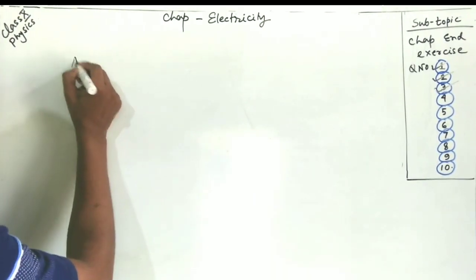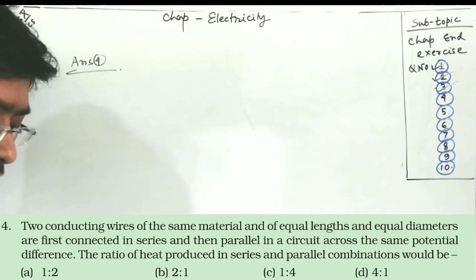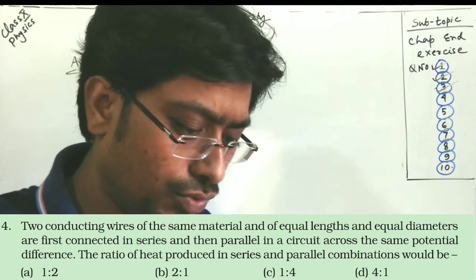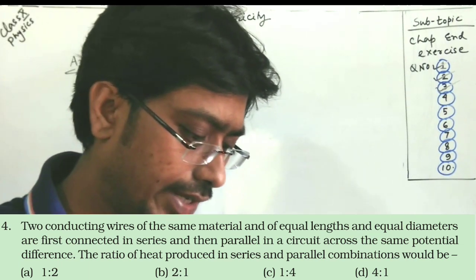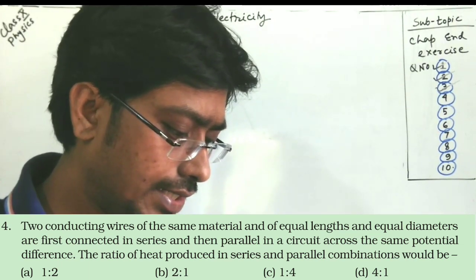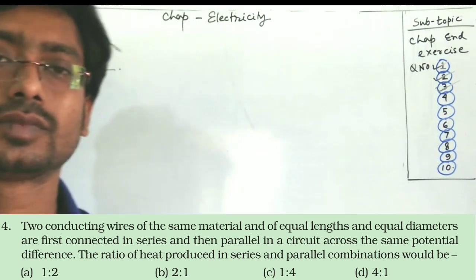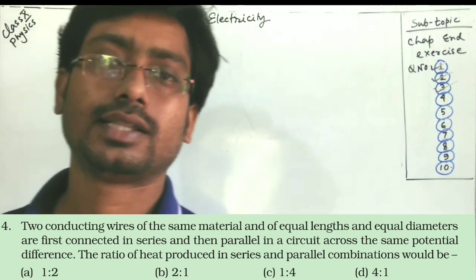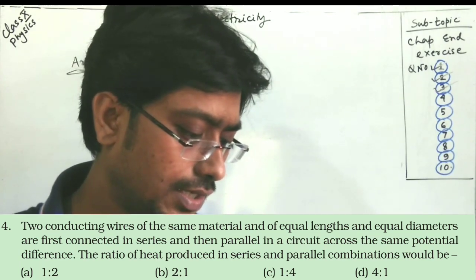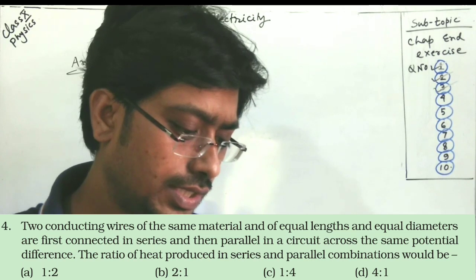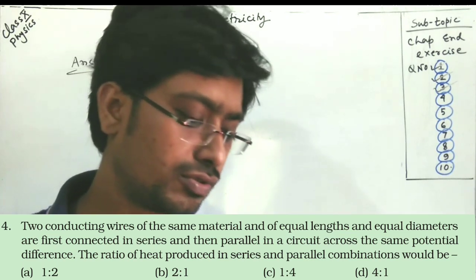Now go to question number 4. Okay, now read the question. Two conducting wires of the same material, equal length and equal diameter, are first connected in series and then in parallel. So all parameters are the same. First they are connected in series, then in parallel, across the same potential difference. The ratio of heat produced in series and parallel connections would be, with 4 options also there.